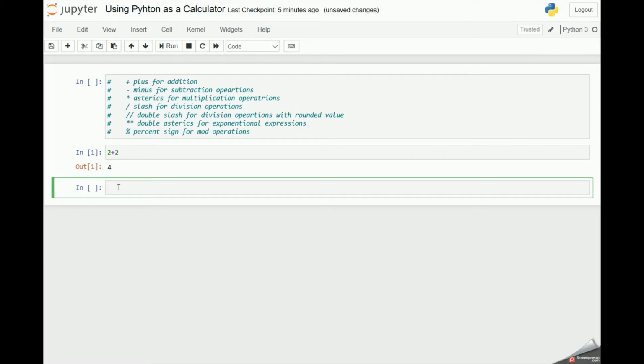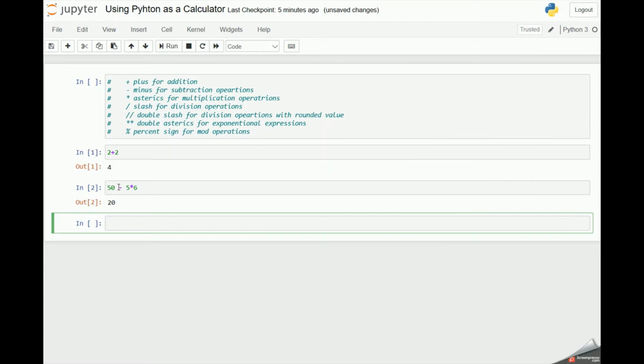And let's make it a little more complicated. 50 minus 5 times 6. So Python knows the order of operations and it's going to give you the answer quickly, which is 20.